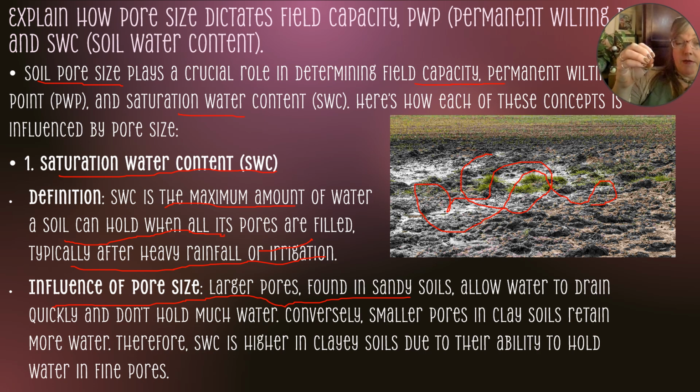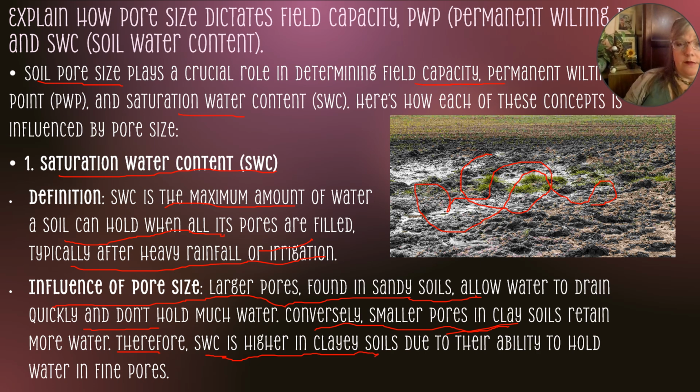You know what I mean by pores? That's the space between the particles. Because the particles are big in sand, you're going to have big pores, big spaces, to allow the water to drain quickly, and they don't hold much water. Conversely, the small pores, like in clay, are going to retain the water because remember, clay particles are the tiniest. So they are also going to have the tiniest holes between the particles. They're going to hold a lot more water. So the saturation water content is going to be higher in clayey soils due to the ability to hold water in those fine pores.